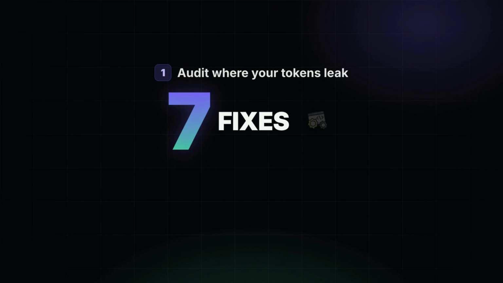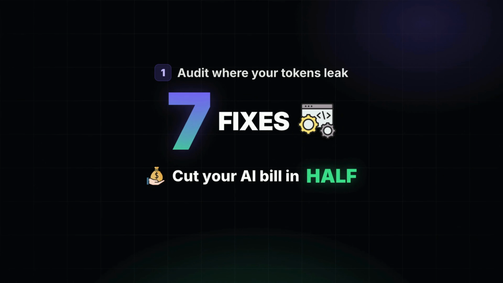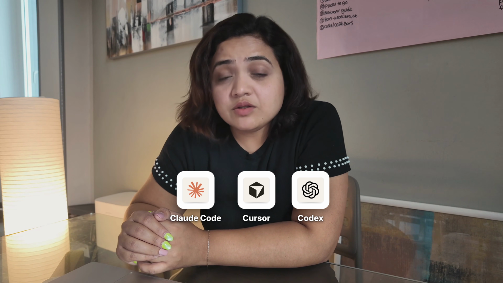So in this video, I'll show you exactly how to audit where your tokens are leaking and also show you 7 practical architectural fixes that can cut your AI bill in half, and some of them by 90%. And these can work whether you're using Claude Code, Cursor, Codex, you name it.